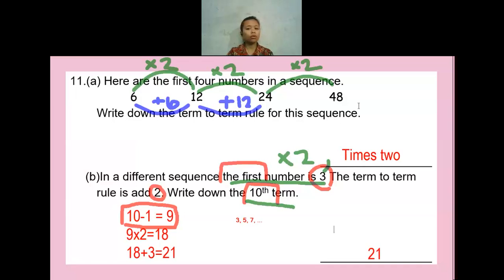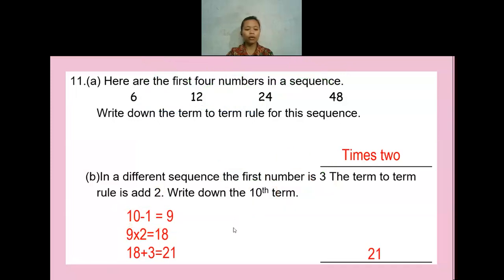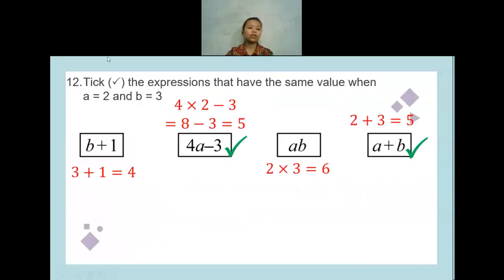Hello? No question? Okay. No one asked me anything, so I will assume that none of you are having any difficulties. I will move to question 12. For question 12, we already have some expressions. From these expressions, we have to find out which expressions will have the same value.